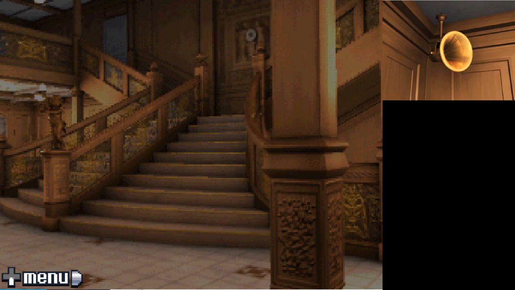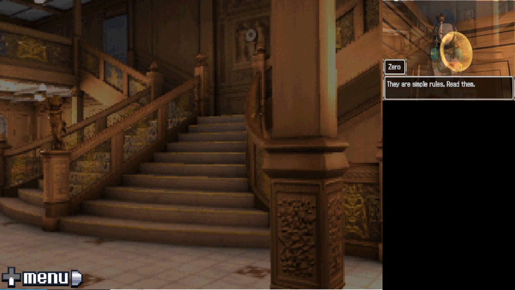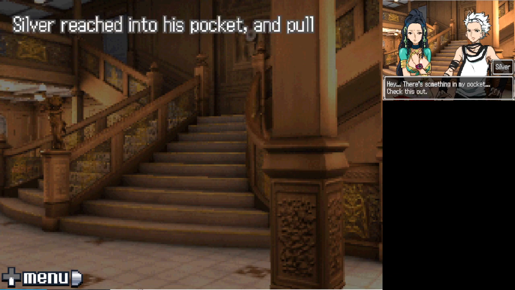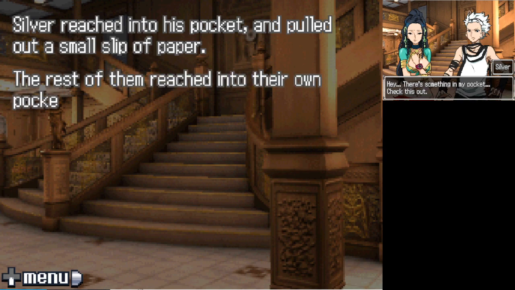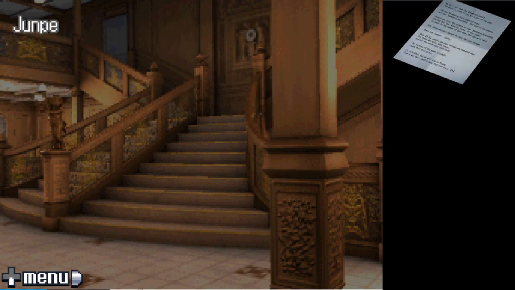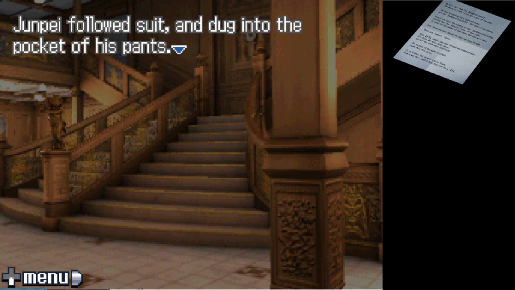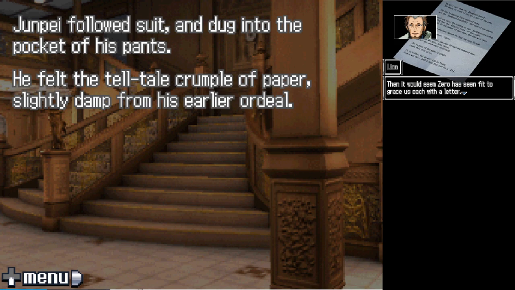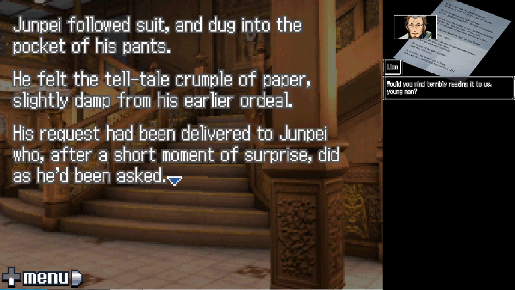"Let's continue. The rules of the Nonary game can be found upon your persons. They are simple rules. Read them." Nonary game. There's something in my pocket. Check this out. He reached into his pocket and pulled out a small slip of paper. Some reached into their own pockets and pulled out similar slips of paper. Junpei followed suit and dug into the pocket of his pants. He felt the telltale crumple of paper, slightly damp from his earlier ordeal. "Hey, I got one too." "But it seems Zero has seen fit to grace us each with a letter. Would you mind terribly reading it to us, young man?" He requested that it be delivered to Junpei, who, after a short moment of surprise, did as he'd been asked.